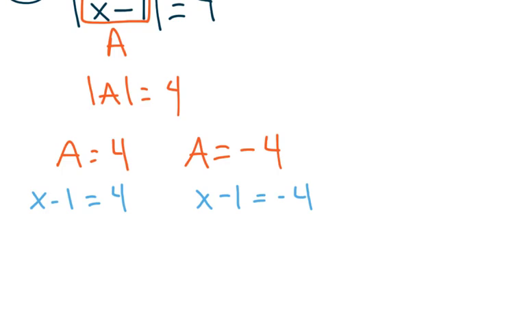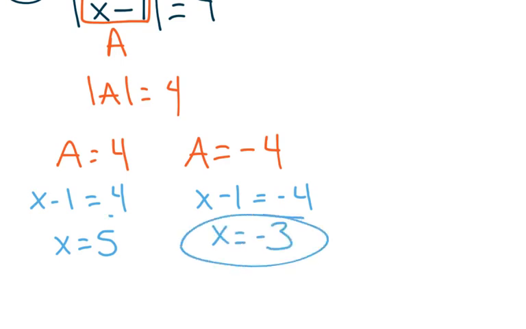So these are each one-step equations right here and right here. It's the same step, but we're going to have two different answers. Okay, so if we add 1 to both sides, x is equal to 5, and if we add 1 to both sides of the second equation, we get x equals -3. So we have two answers.